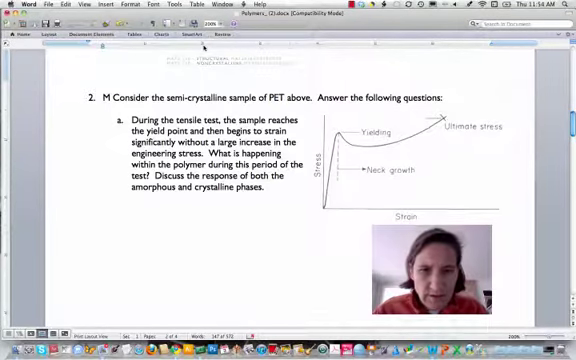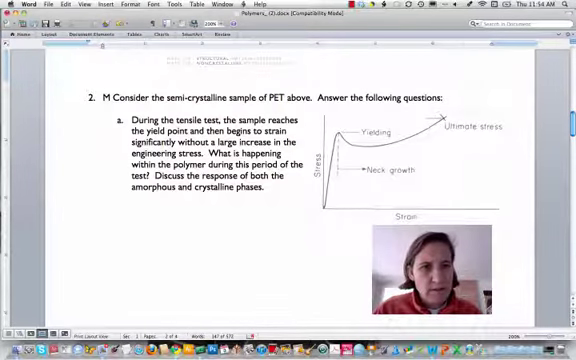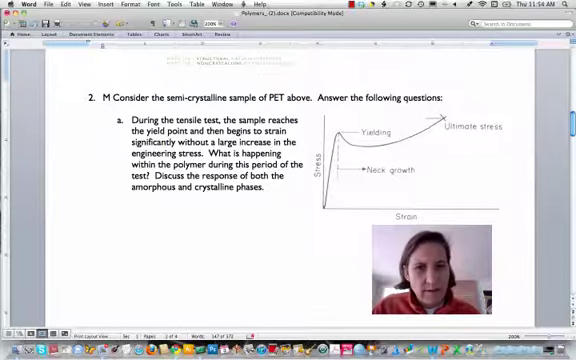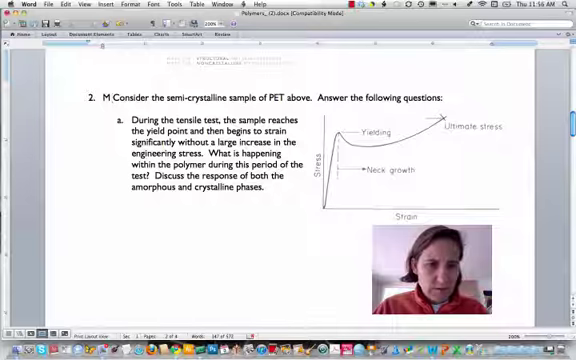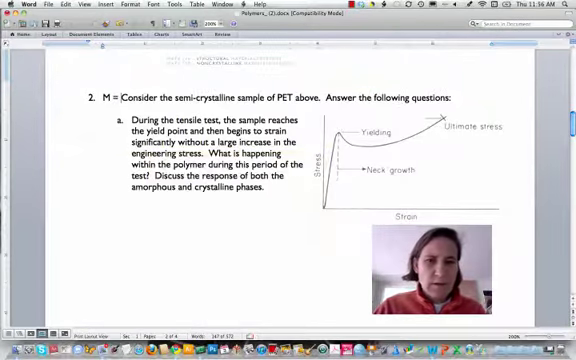Okay, this question is asking about what is happening inside the polymer material during a tensile test, and it tells you that the polymer is a semicrystalline sample of polyethylene terephthalate. And the question asks you to discuss the response of both the amorphous and crystalline phases.